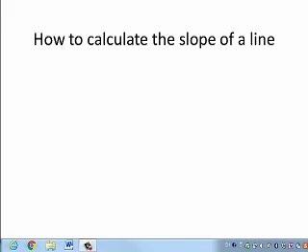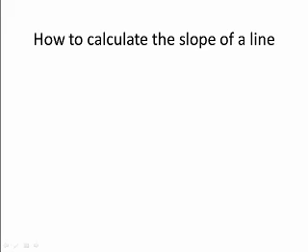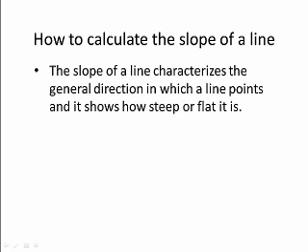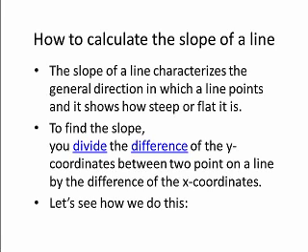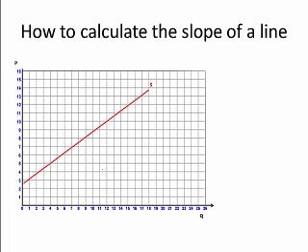This video explains how to calculate the slope of a line. The slope of a line characterizes the general direction in which a line points, and it shows how steep or flat it is. To find the slope, you divide the difference of the y coordinates between 2 points on a line by the difference of the x coordinates. Let's see how we do this.